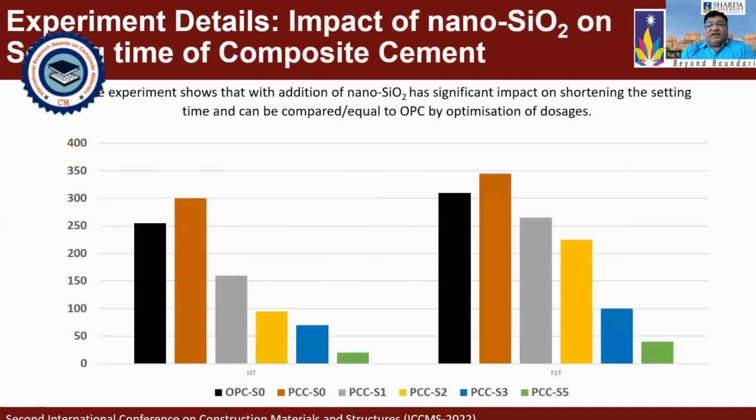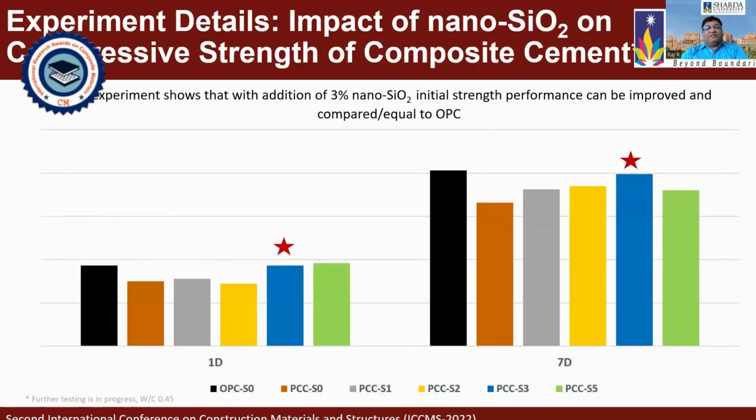When we look at the setting time impact of these nanomaterials, as we increase the dose of the nanomaterials, setting time drastically reduces, both initial and final. Here we can say that the compressive strength of the cement using 3% nanosilica can be almost equal to OPC performance. So it means nanosilica can offset the adverse effects of the waste material, which are the setting time, and the strength can be controlled by adding nanosilica.